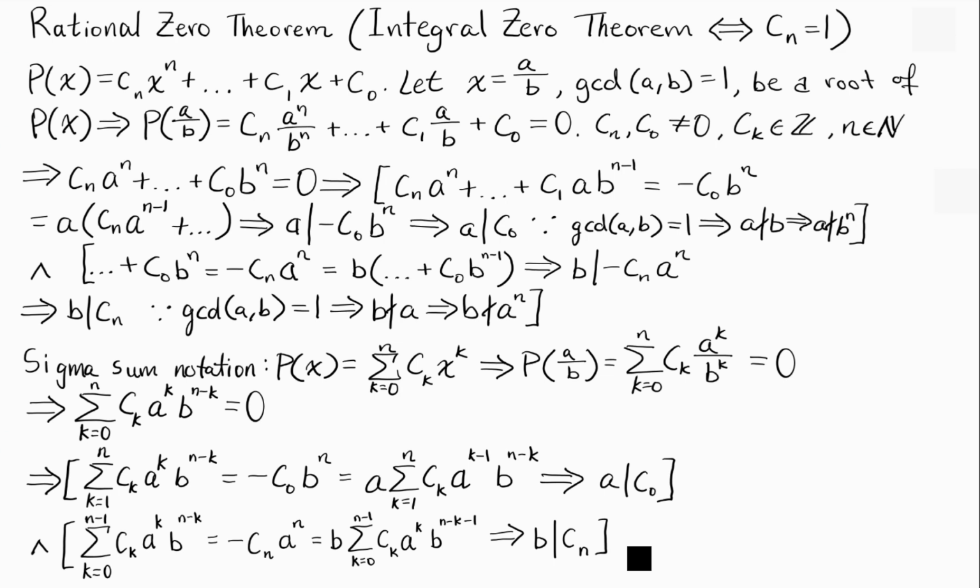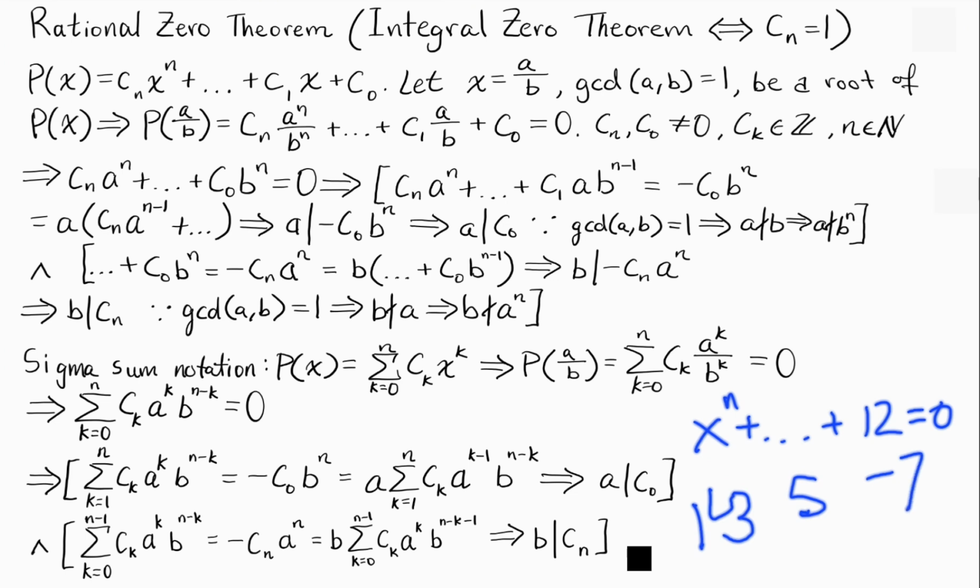So the integral zero theorem is good at telling you what are not the roots, okay? So if you have, let's say, x to the n plus dot dot dot plus, let's say 12 is equal to 0, okay? Then you know for sure that the number 13 cannot be a root to this polynomial. You know for sure that the number 5 cannot be a root to this polynomial. You know that the number minus 7 cannot be a root to this polynomial p of x, okay?